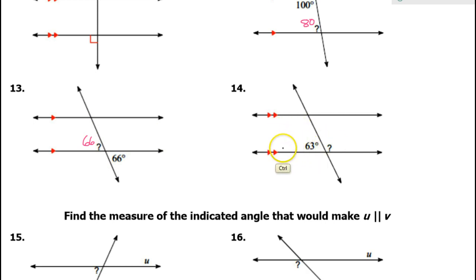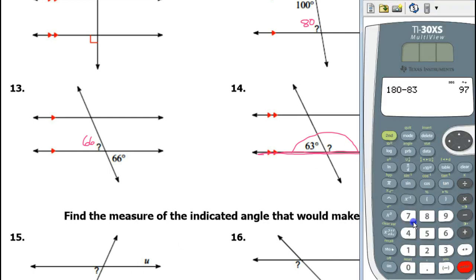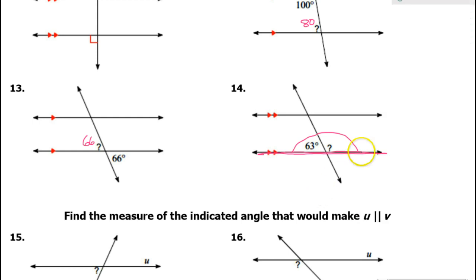Number 14. Now, yes, this is what you called a linear pair. See how both of these together are forming the straight line. That means that they are supplementary. So we can just do 180 minus the 63, right? That's 117. So this question mark is 117 degrees. But here again, we had an acute angle and an obtuse angle. If you weren't sure, you should guess supplementary.